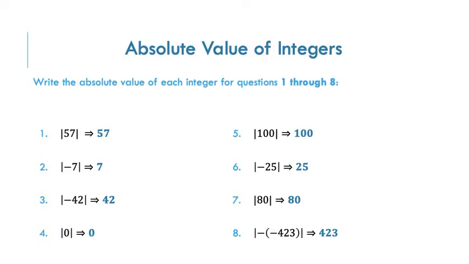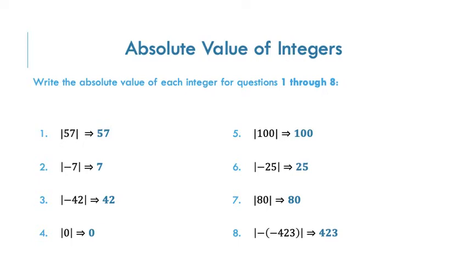For number 4, we have 0. 0 is 0 units away from 0, so the absolute value is 0. For number 5, we have the absolute value of 100, and 100 is 100 units from 0 to the right, so the absolute value is 100. For number 6, we have the absolute value of negative 25, and negative 25 is 25 units to the left of 0. So the absolute value is 25.